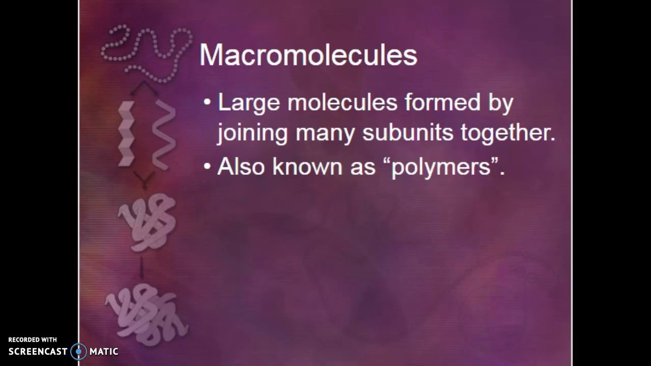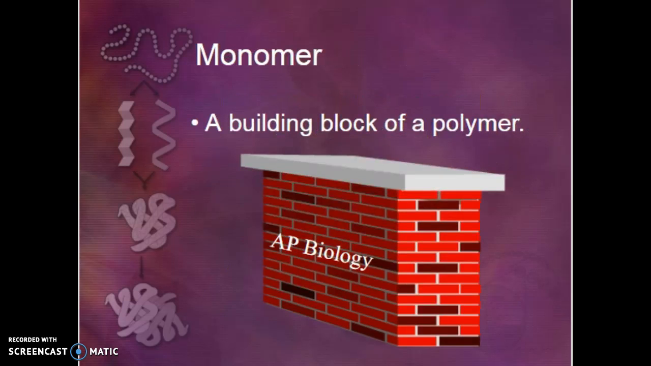So macromolecules, macro always means big, so we're talking about large molecules that are formed by joining many subunits together. These are known as polymers because poly means many, and then this is kind of a root that means subunit. So we're going to connect a bunch of little things together to make one larger molecule. Metaphor for a monomer. So I said a polymer is a macromolecule. A monomer is going to be a building block of a polymer. So this brick wall would be our polymer. The monomer would be each individual brick.